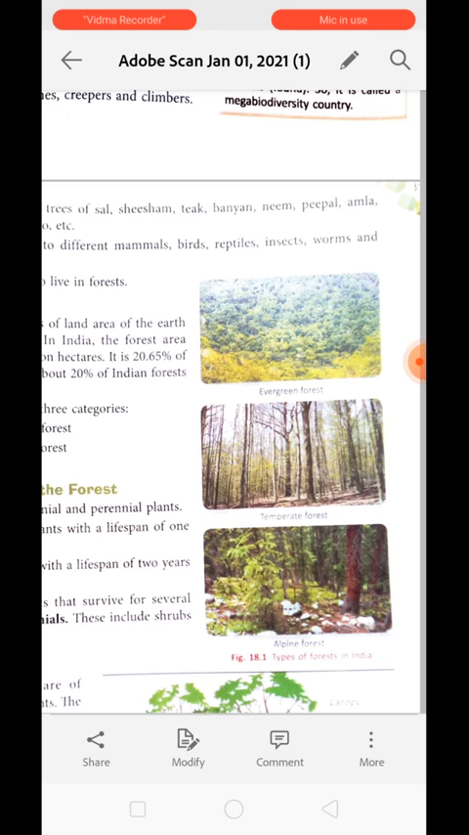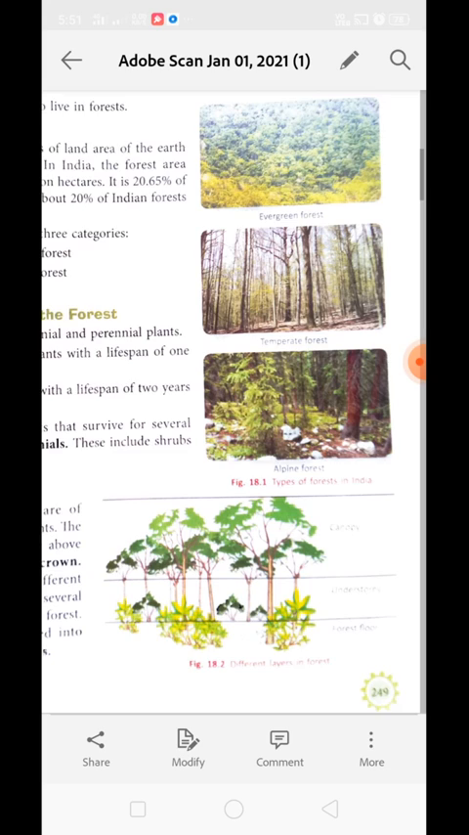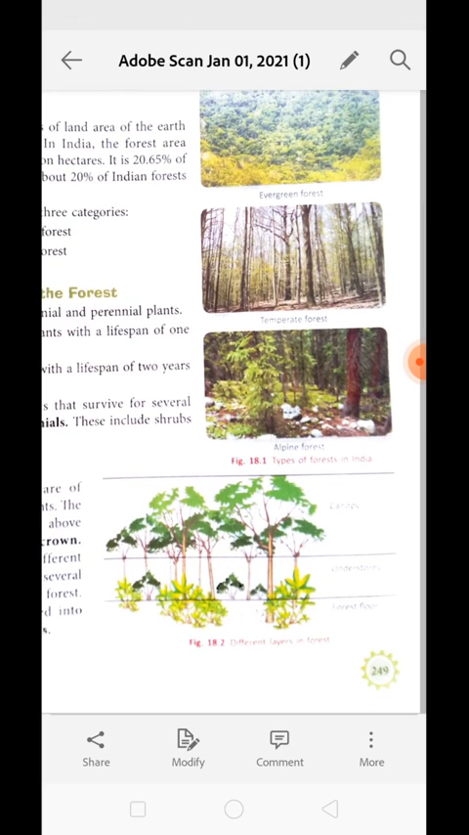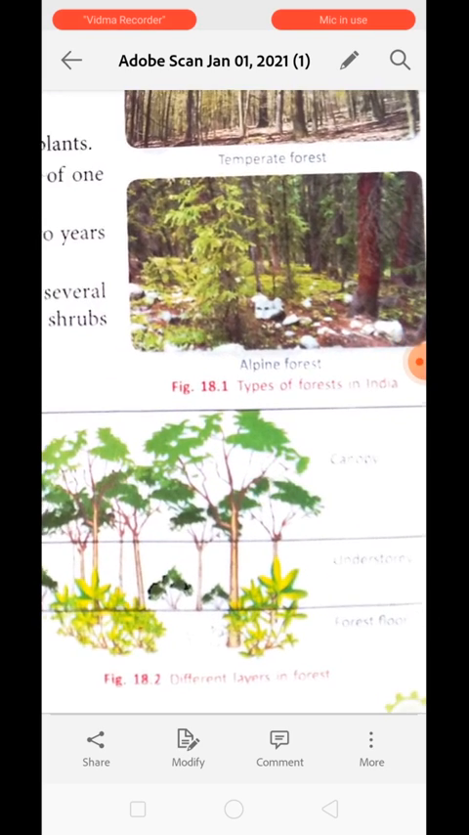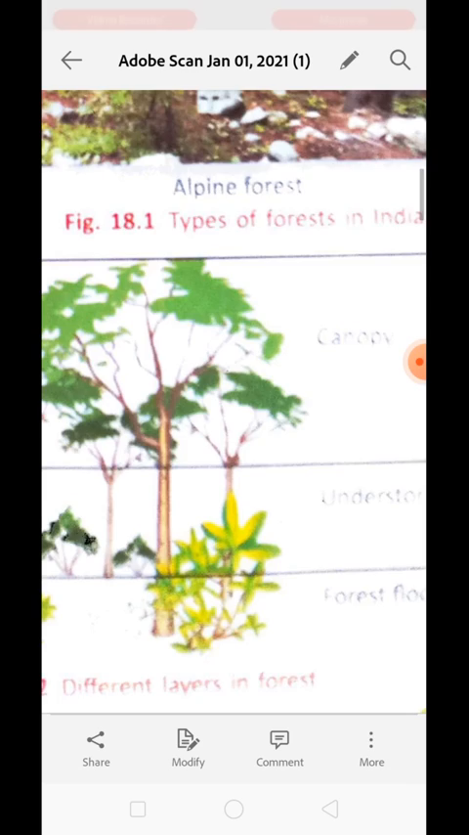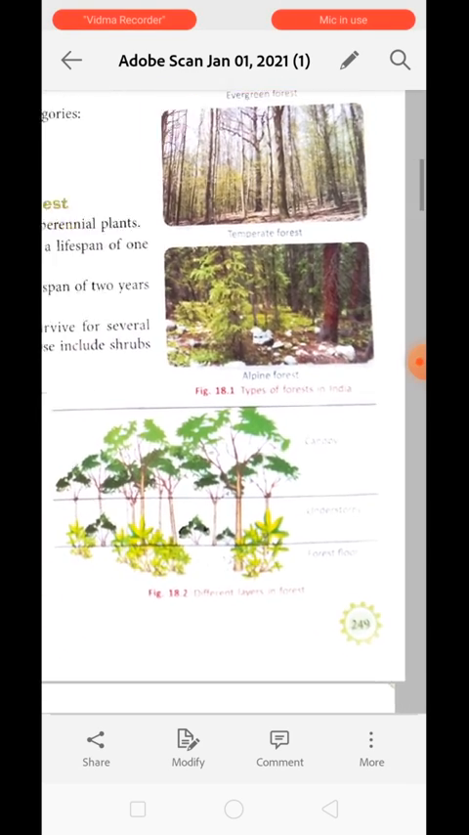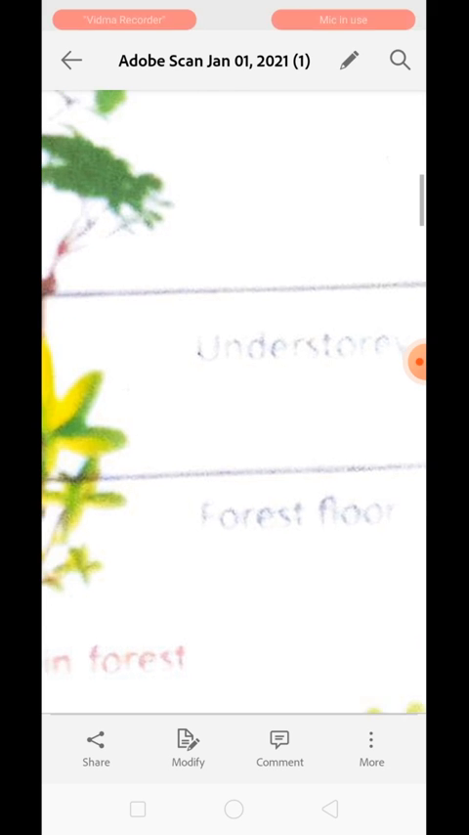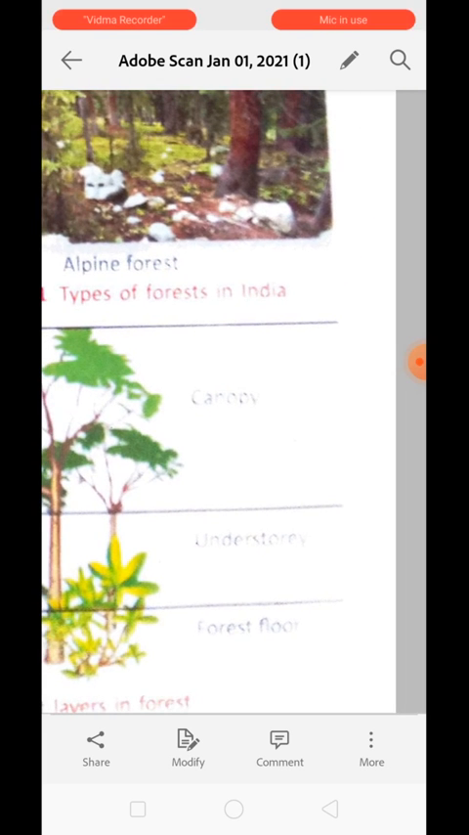Now about layers in a forest. What are the layers which are present in the forest? See over here. These are the layers that can be found in the forest. The lower layer over here is known as forest floor. Okay, the second tier is known as understory, and lastly the tallest part of the plant is known as canopy.